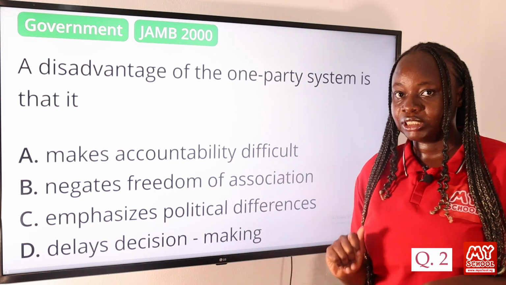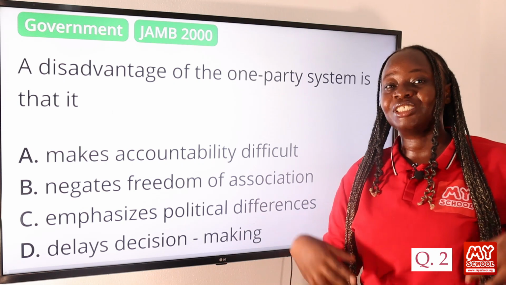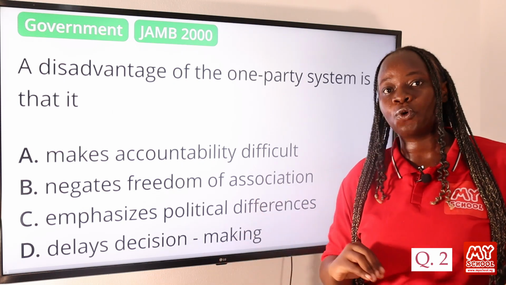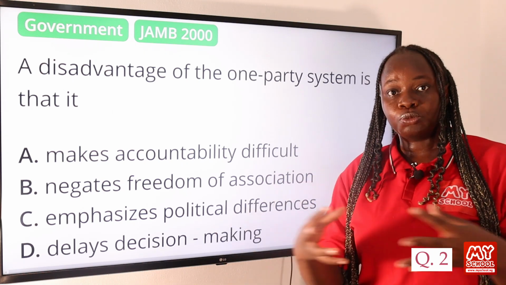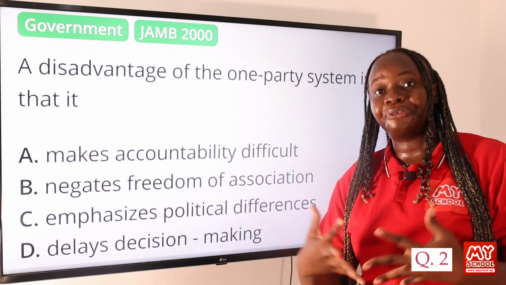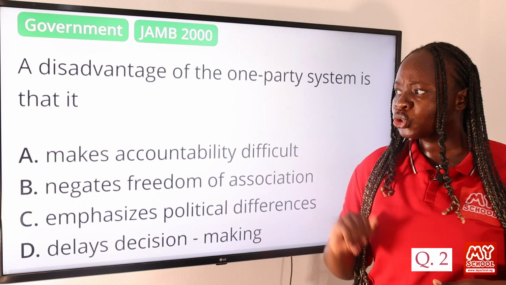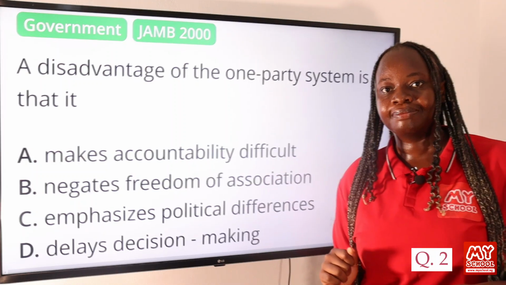It doesn't delay decision-making because decision-making is made by that party. And so it is very easy to make a decision because they can all agree on a particular decision. This is different from a two-party state or a multi-party state where they have to form a coalition. They have to agree on a particular thing before any decision can be made within that country. So the answer to this question is option B. It negates freedom of association.